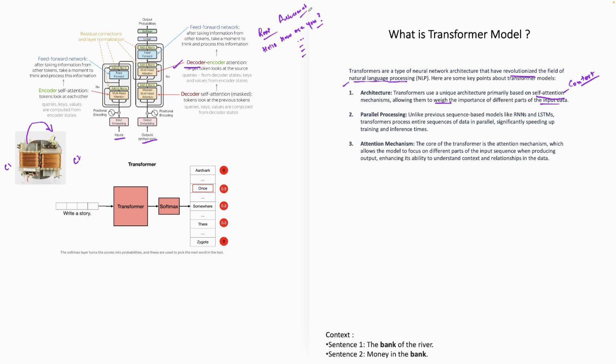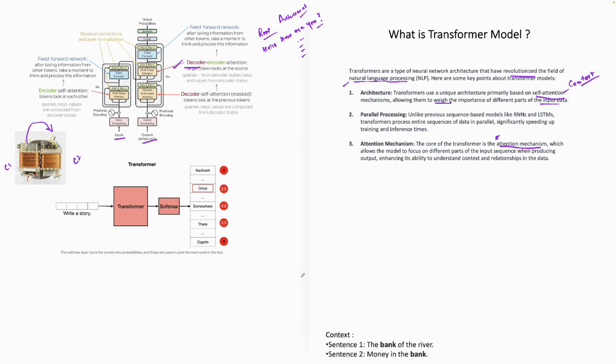Now comes the very, very important point that you need to understand. Here I gave you some hint about attention. Now we need to understand what this attention means. The core of the transformer is the attention mechanism. I would say, even if you don't understand the architecture, if you understand the basic concept of a transformer model, I think the job is done. The core of the transformer is the attention mechanism, which allows the model to focus on different parts of the input sequence when producing the output, enhancing its ability to understand the context and relationships in the data.